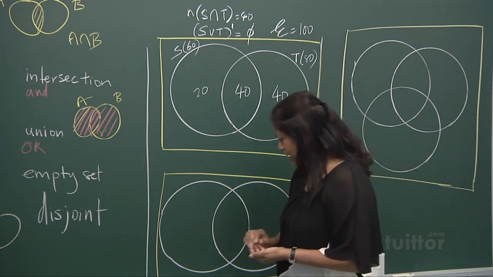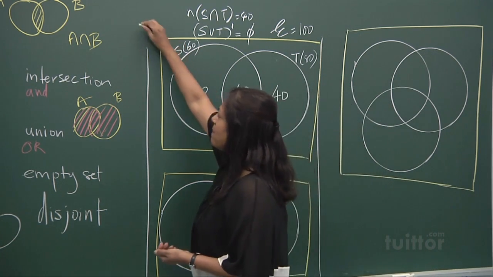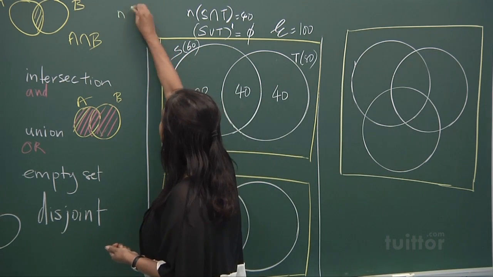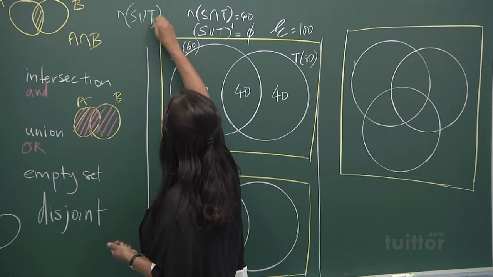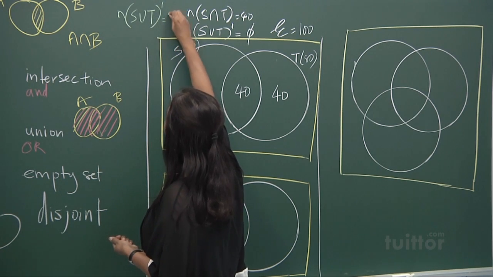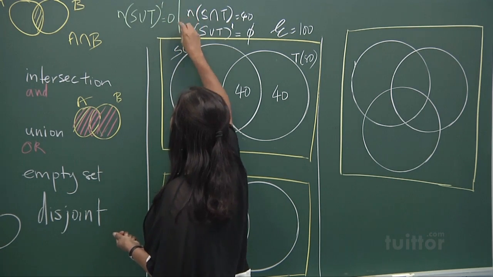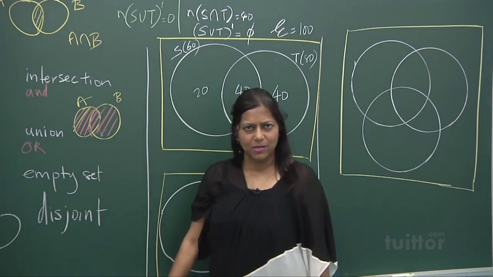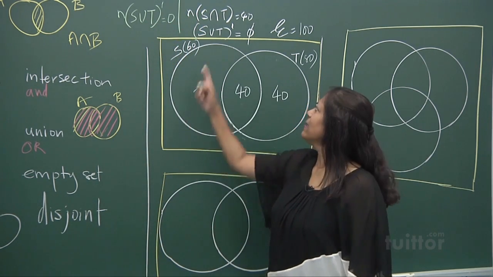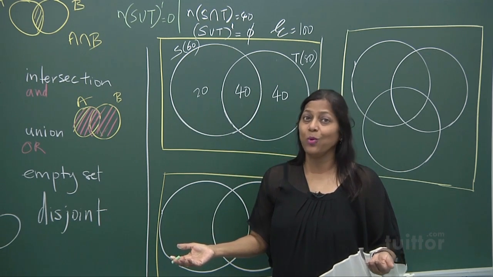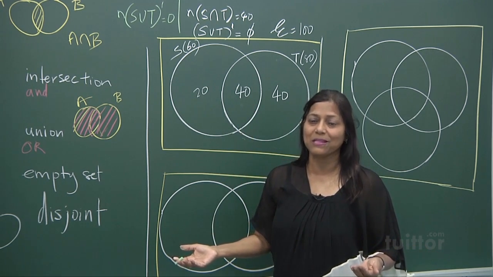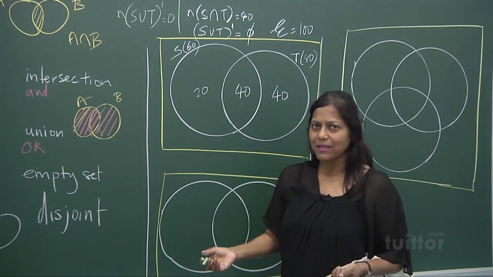Or if I were to put it this way, I want numbers. I write n of S union T complement. Nobody is in this set. So I'm just interested in numbers. I put 0. Alright? Here when I write this way, it's just an empty set. There is no participant. Nobody. No participant. Got it? Good.